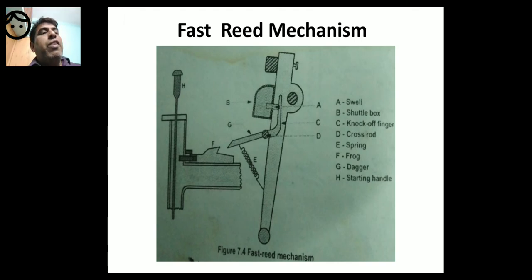So dear students, one more time please see. A is the swell, B is the shuttle box, C is the knockoff finger, D is the cross rod, E is the spring, F is the frog, G is the dagger, H is the starting handle.